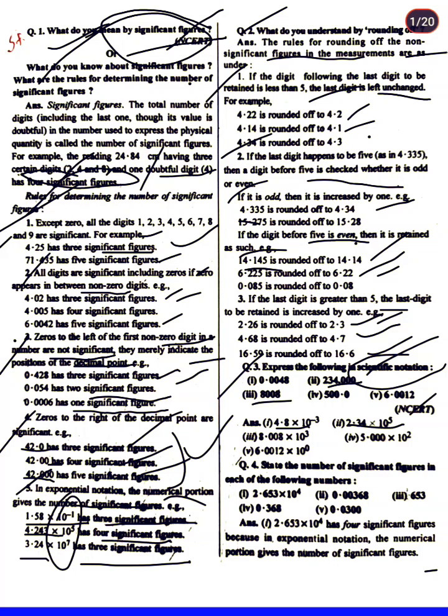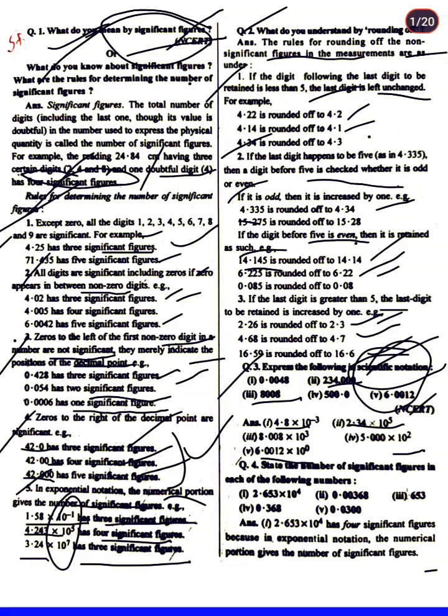So next, 8008 in significant notation is 8.008 multiplied by 10 raised to power 3. Similarly, 500.0 is 5.000 multiplied by 10 raised to power 2. Similarly, the last one, 6.0012 multiplied by 10 raised to power 0. This is the scientific notation that will give the 10 raised to power value.